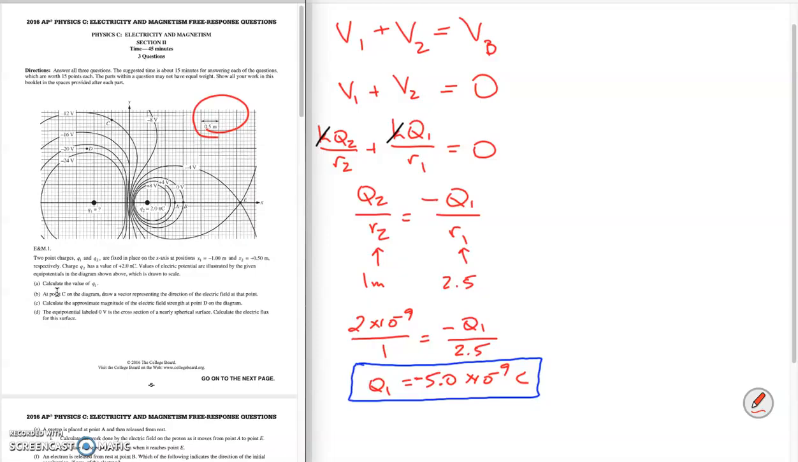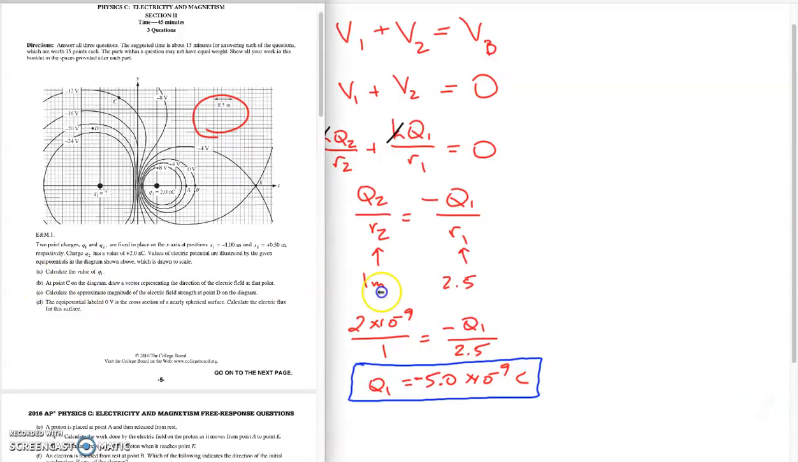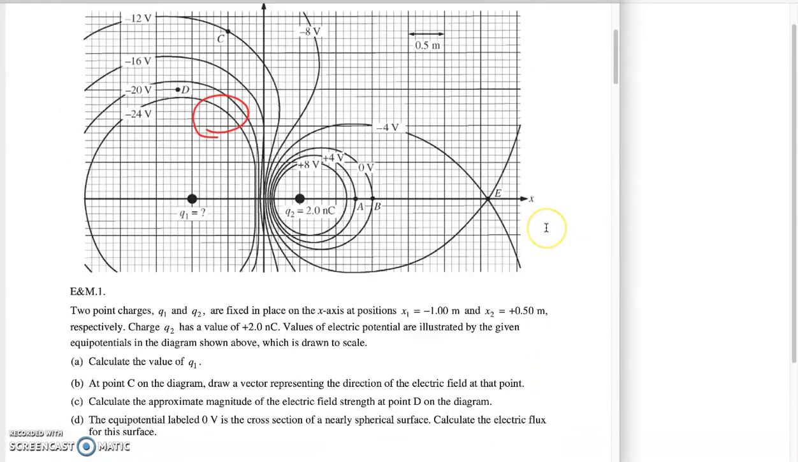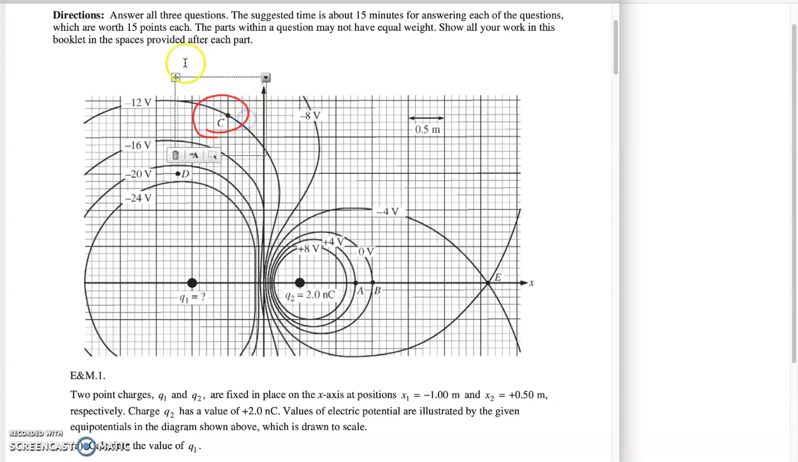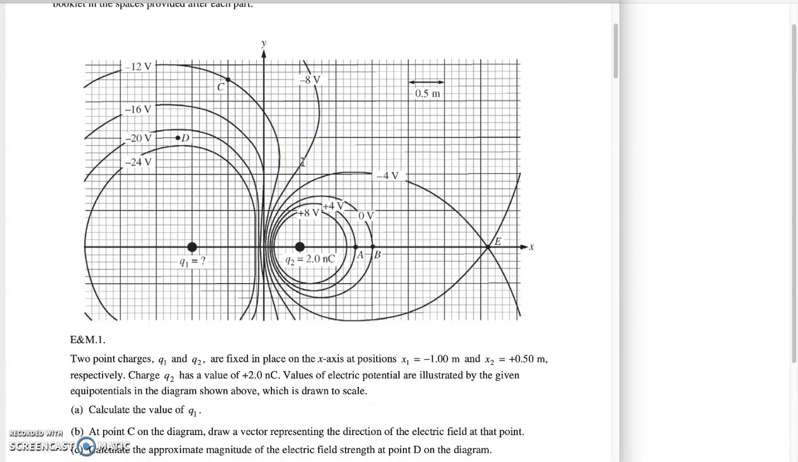Part B. Point C on the diagram. Well, let's blow this up. And here's point C. Point C on the diagram, and they want us to draw the electric field at that point. Okay, so the equipotential lines are like elevation for a topographical map, and if you walk along one, you're at the same elevation. The electric field is like gravity.